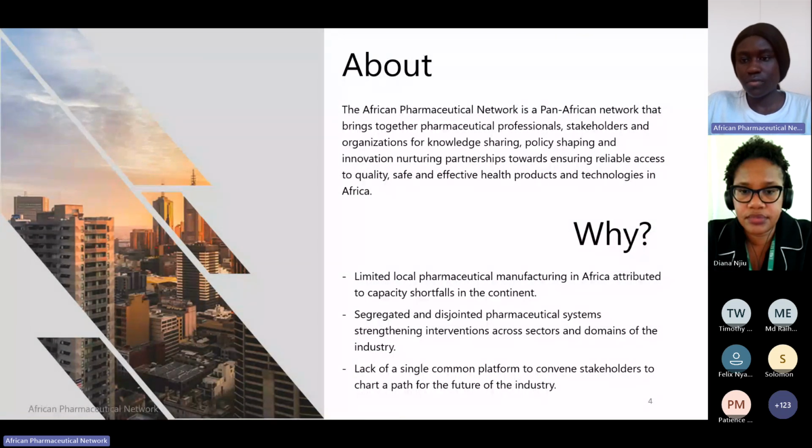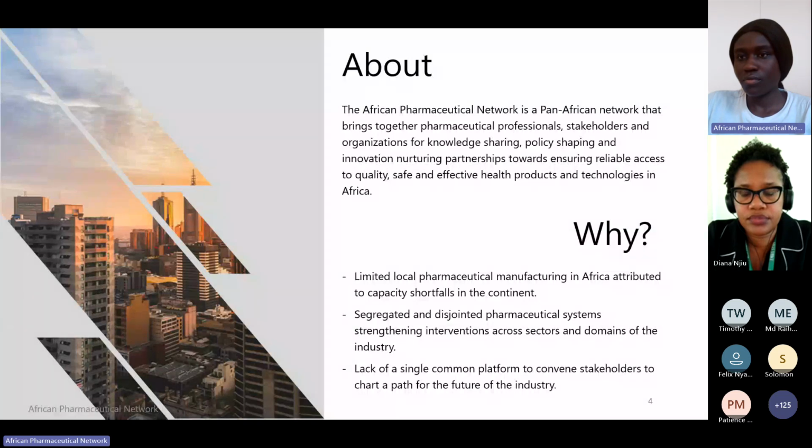We also provide market intelligence to enable them to make informed decisions. And finally, we also facilitate partnerships for those that are interested in working with various stakeholders within the pharmaceutical sector in Africa, whether based in Africa or outside. We can be able to facilitate those partnerships for you. Our why for existing.